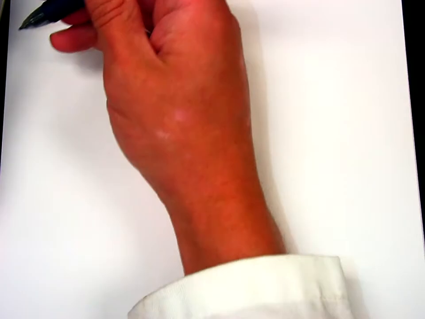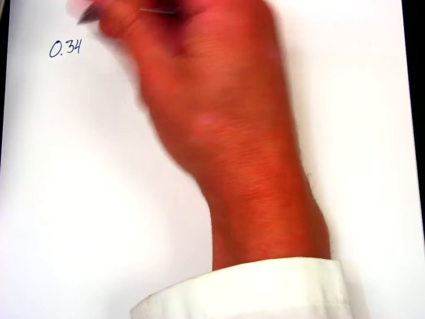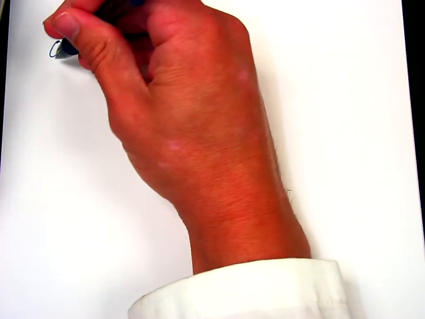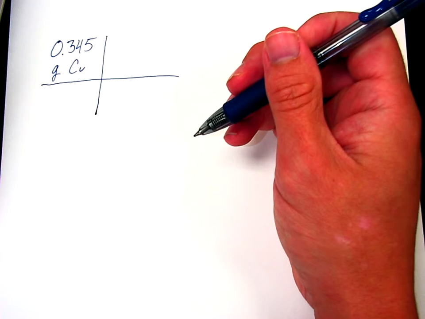So if we go through our titration steps like we did during lecture, we know that we first need moles of our given. So in this problem, it says that we have 0.345 grams of copper as my given. So let's go ahead and simply convert that to moles.